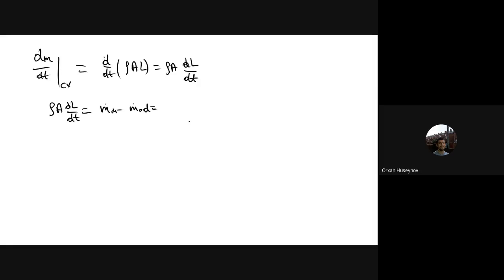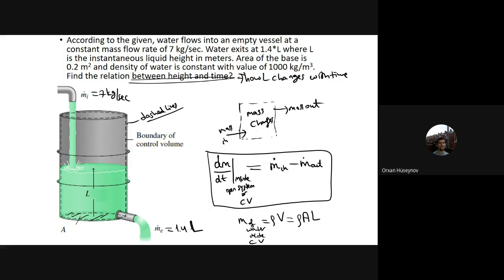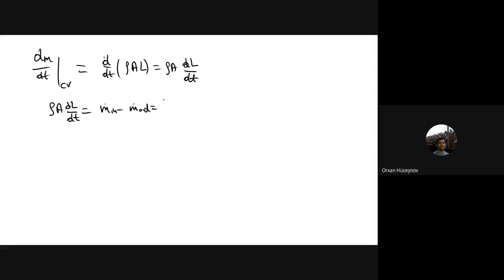This is a mass balance, you can say. You have some mass into your system, mass out of your system. As a result, the mass inside the system changes. Mass flow rate into the system is 7, and out of the system is 1.4 L. And therefore, you will have rho into area and dL by dt will be equal to 7 minus 1.4 L.